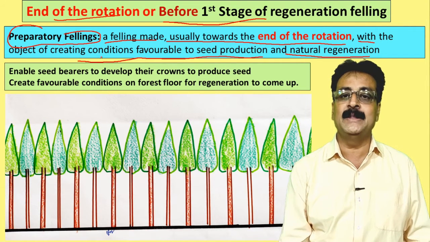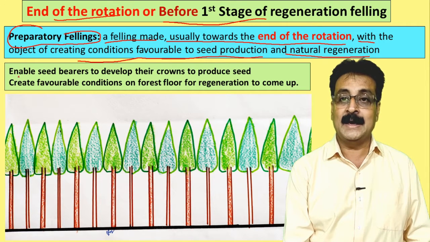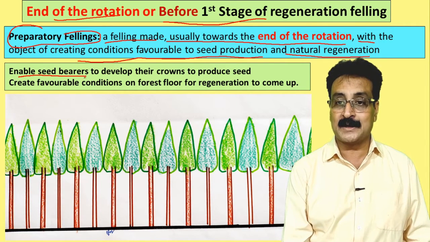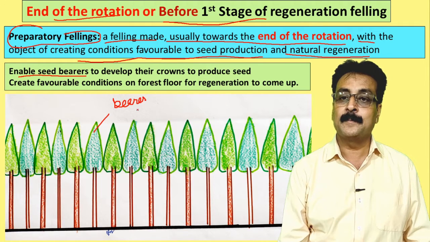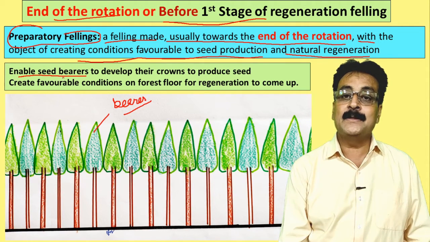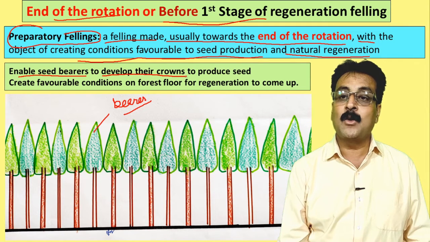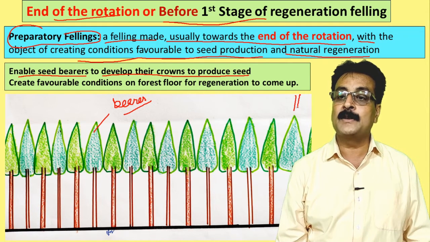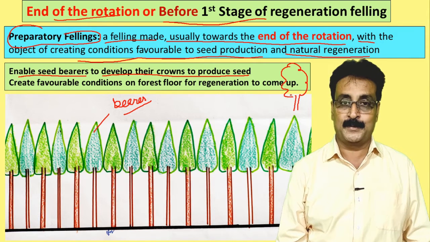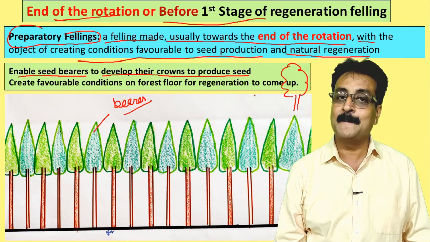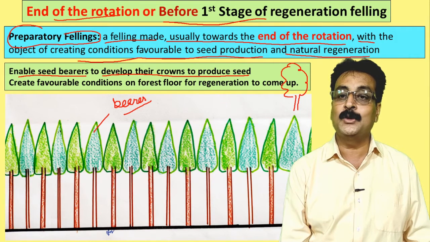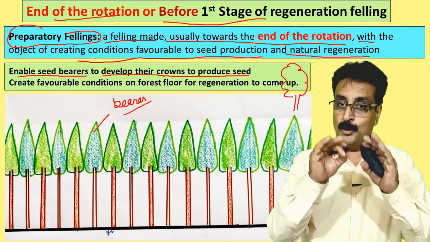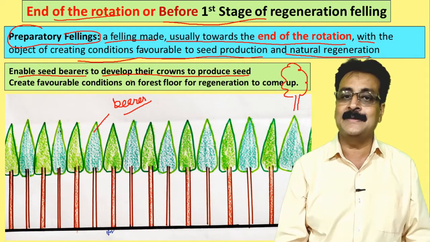What does it mean? It means that this preparatory felling helps or enables seed bearers. Seed bearers means those trees which give seed. It enables seed bearers to develop their crowns to produce seed. Now if their crown is not well developed, you don't have very good seed. So what does preparatory felling help? It enables seed bearers to develop their crowns to produce seed. The bigger the crown, the better the seed.